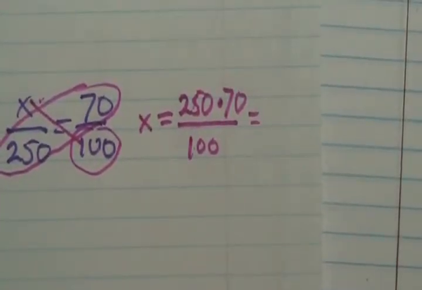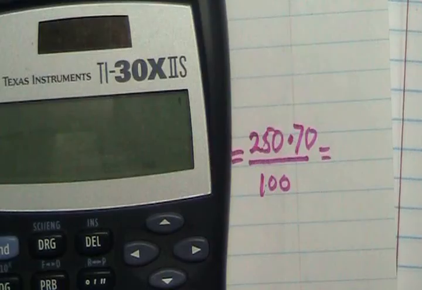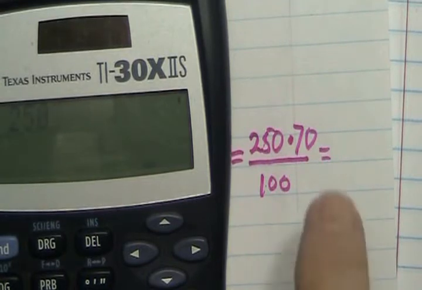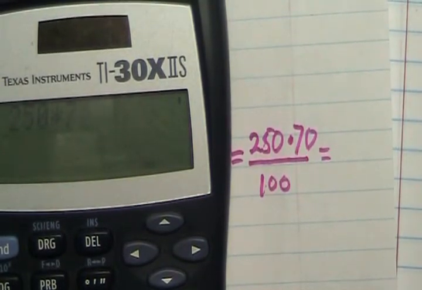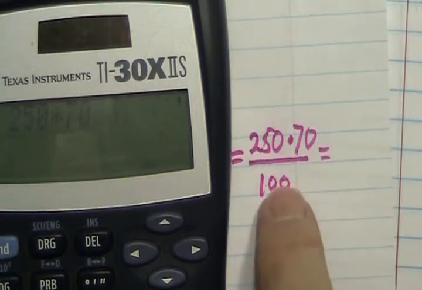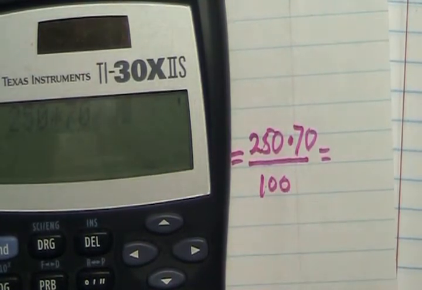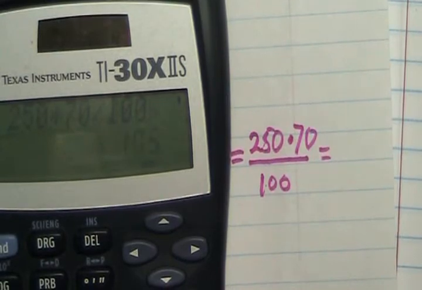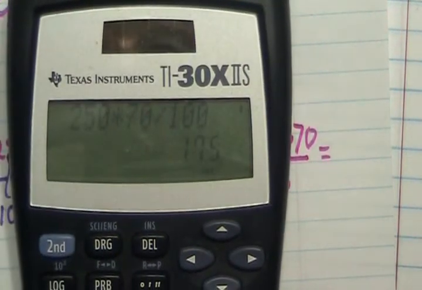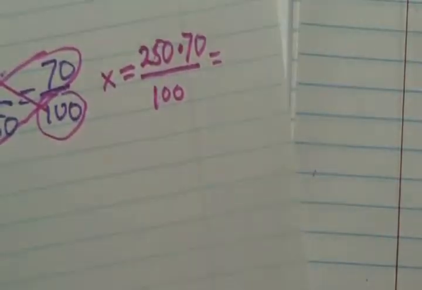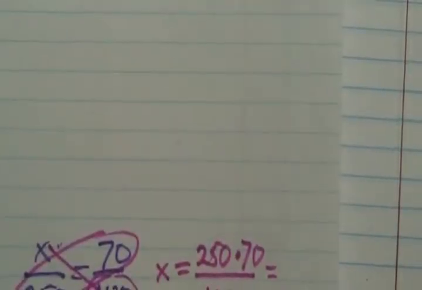So use the calculator, find the answer. My phone's charging, so I'll just use this one. 250 times 70 divided by 100. I get 175 as the answer. 175. And that is it.